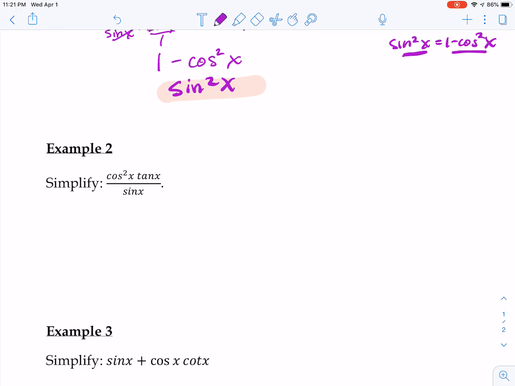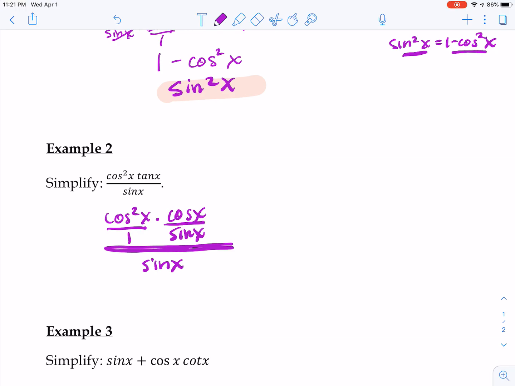As I said, a trick of the trade is to write things in terms of sine and cosine. So cosine squared is already in terms of sine and cosine. So I'm going to write cosine squared x. And then tangent here can be written as cosine x over sine x. Now I'm still in the numerator. So I'm going to put that over 1, and then all of that is over my sine x.